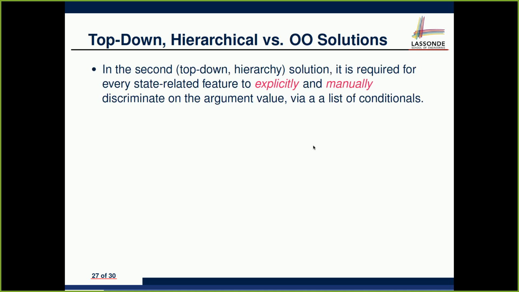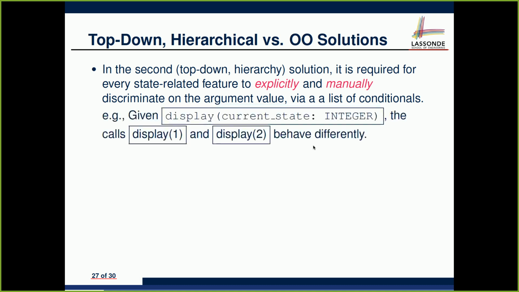In the top-down hierarchical solution, design number 2, whenever we, let's say, display, we have to explicitly pass the current state, being an integer. That's why you're going to say display 1 and display 2. You can see the explicit state number over there, right? 1 and 2 here are simply state numbers.